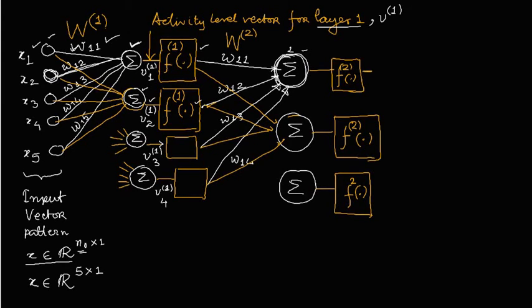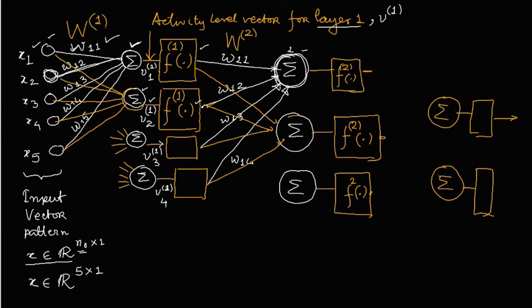And then whatever output we get, that will be passed on to the next layer. So here we will have summing nodes followed by activation function, and then we'll be having outputs which we call y1, and this we may call y2. These are outputs of the network. Here the activation function will be represented as F3.